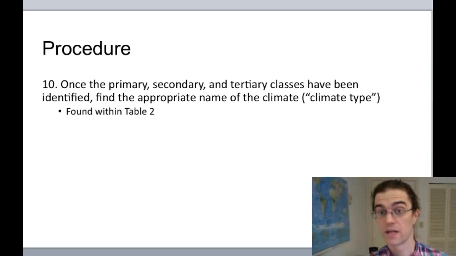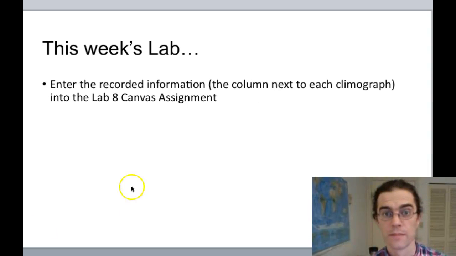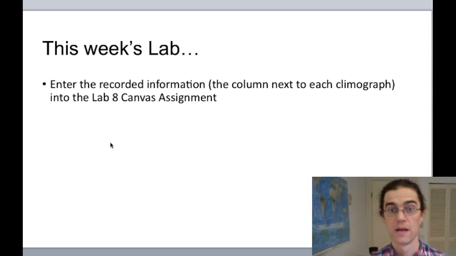Once the primary, secondary, and tertiary classes have been identified, find the appropriate name of the climate. This is found within table 2. So you don't want to just leave it as CSW. You want to include the official climate name, the climate type that comes after that, and those are all right there within the table for you. Lastly, of course, enter the recorded information from the column next to each climate graph into the Lab 8 Canvas assignment, and go ahead and submit it.